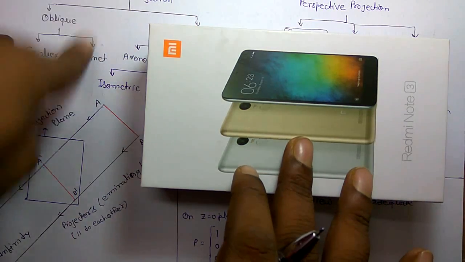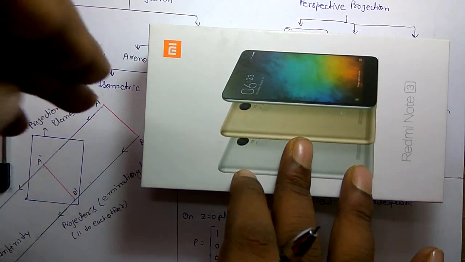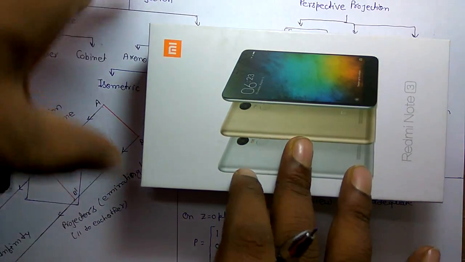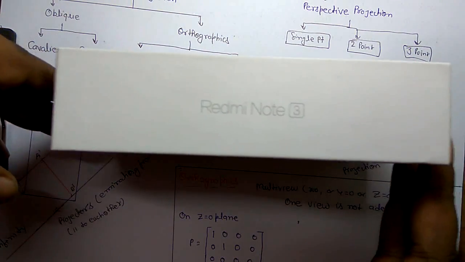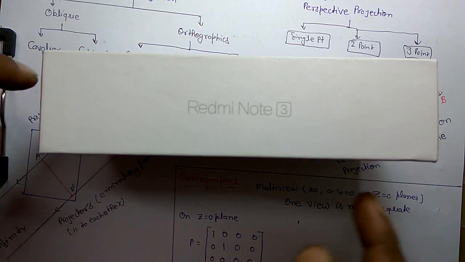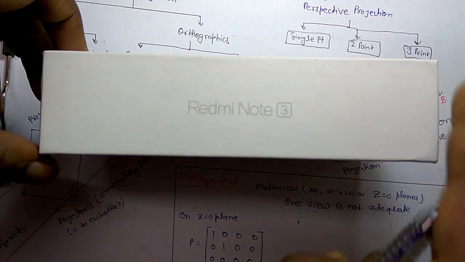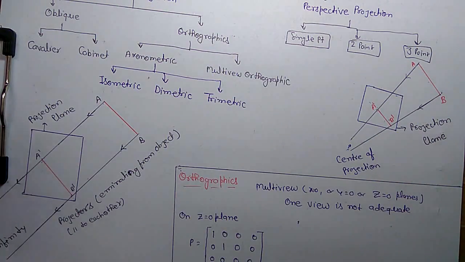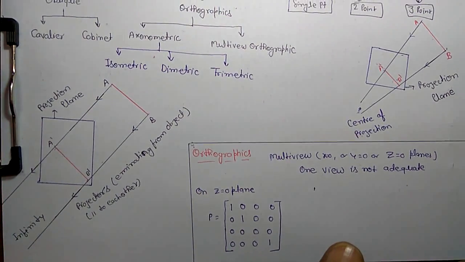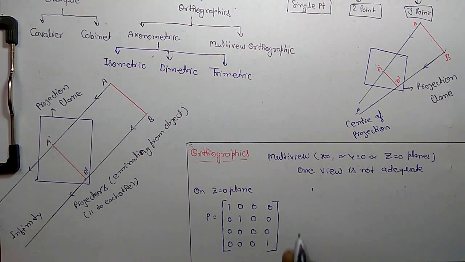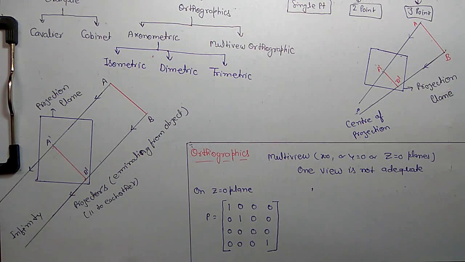So I have assumed that this xy plane is our projection plane, and this 3D object is projected on the xy plane. If I project from this side on the xy plane, that is also a rectangle, and the shape would be this. So for orthographic projection on the z equals 0 plane, this is multi-view, because one view is not adequate.